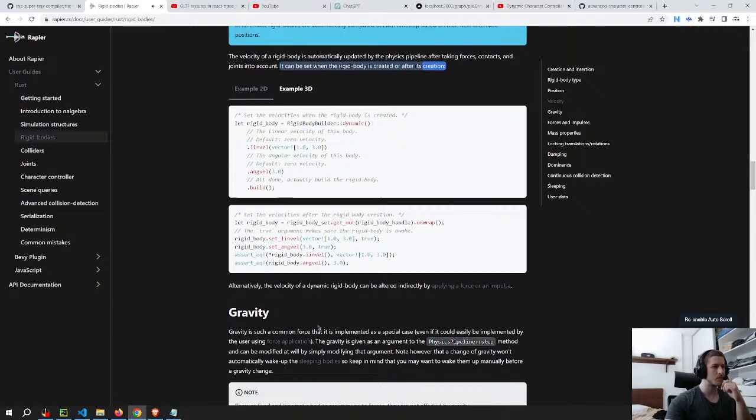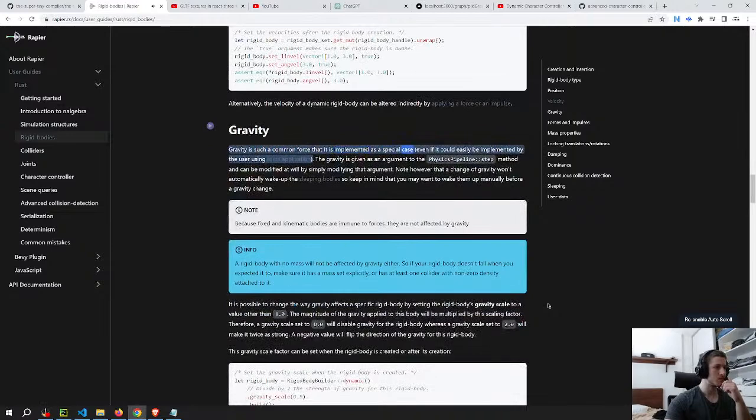It can be set when the rigid body is created or after its creation. Example 2D. Alternatively, the velocity of a dynamic rigid body can be altered directly by applying force or impulse. Gravity. Gravity is such a common force that it is implemented as a special case, even if it could easily be implemented by the user using force application.